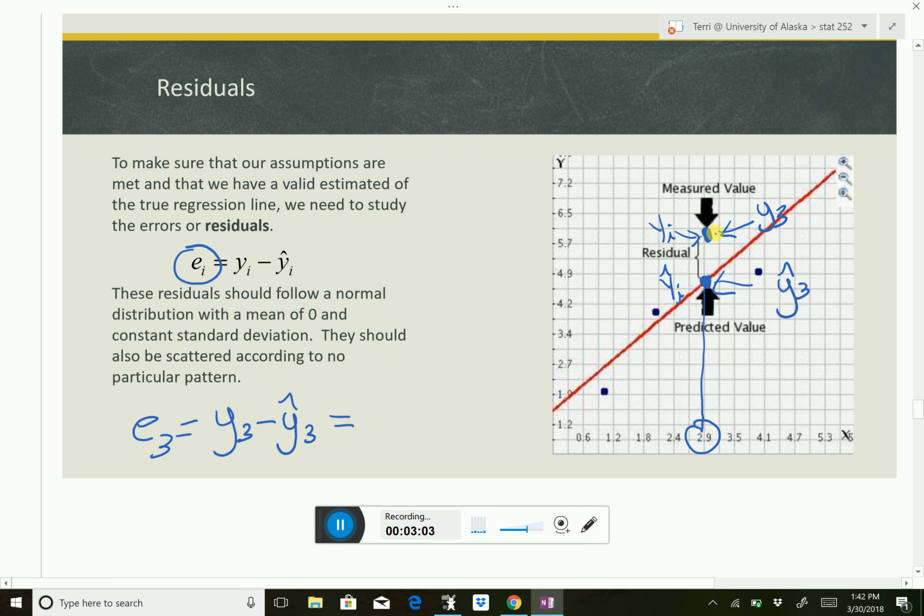What does that look like? This looks like it's about, what's the middle between there? That's 0.4, 0.3, so that's about 6.0. The line at 2.9 is, let's see, 4.7 maybe. So our residual on this particular one looks to be about 1.3.